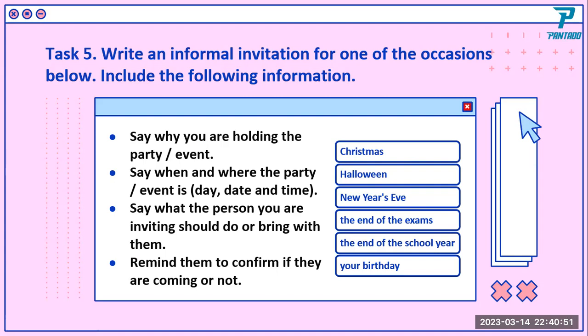Teacher, I'm finished. Okay, let us check. I'm going to have a party at my home to celebrate Halloween. It starts on 31st of October in the evening. If you are going to join the fun, you have to wear a costume to the party and don't forget to bring the candies bag. I hope all of you will enjoy that.